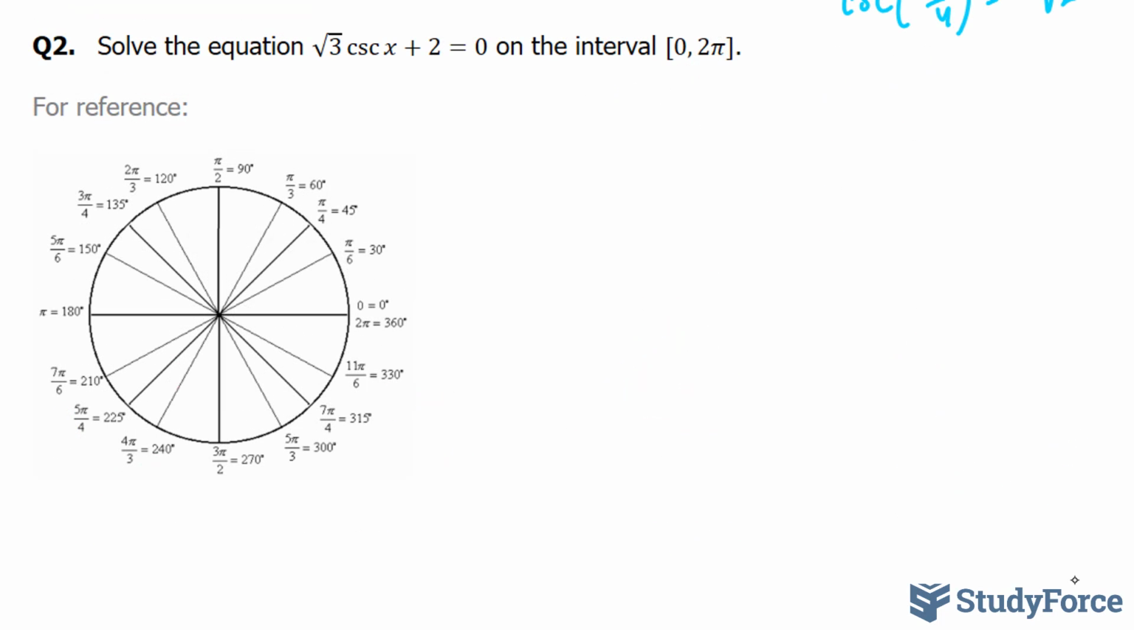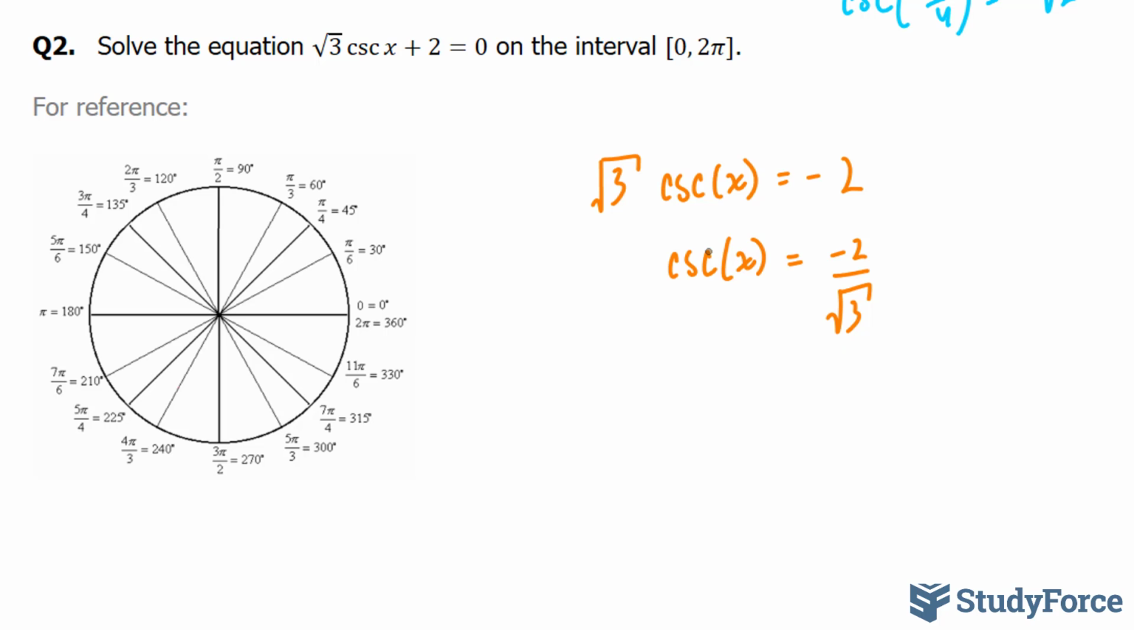Question 2 reads, solve the equation the square root of 3 times cosecant x plus 2 is equal to 0 on the interval 0 through 2 pi. The first thing that we'll do is isolate for cosecant. And to do that, we'll bring this 2 over, making it negative 2. So we have the square root of 3 times cosecant x is equal to negative 2. Next, we will divide both sides by the square root of 3, and we end up with cosecant x is equal to negative 2 over the square root of 3.